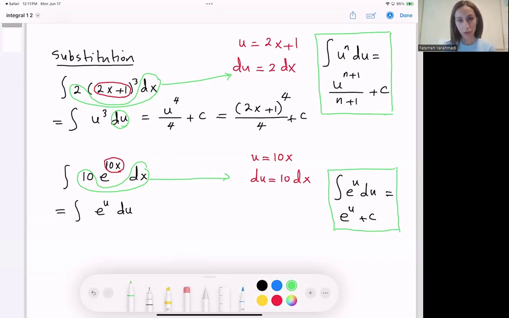This is power function, and this guy down here is exponential function. So let us continue our process. The integral of e to power u is e to power u plus constant of integration. But our u is 10x. We need to replace this back into the exponent. This becomes e to power 10x plus constant of integration.